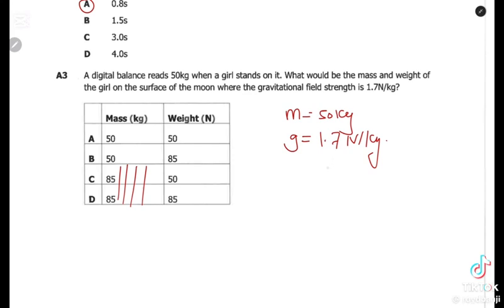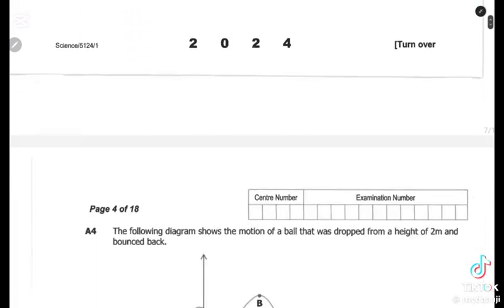Now, let us calculate the weight. Weight is dependent on gravity. And of course, as you go to the moon, weight decreases due to decrease in gravity. So weight is equal to mass times gravity. So 50 multiplied by 1.7, and this should give you 85 Newton. We are looking for the one that has mass 50 and weight 85. Therefore, the answer is B. I guess here we are together.